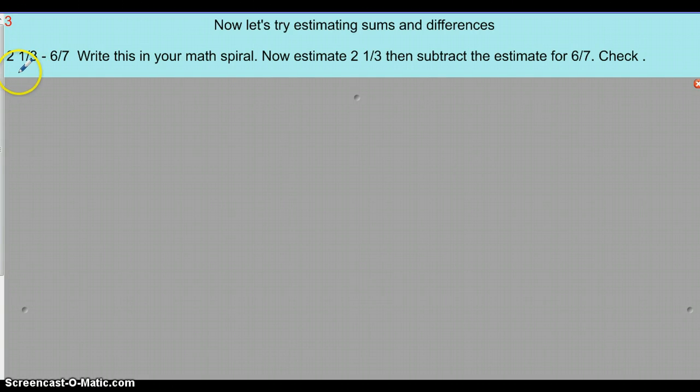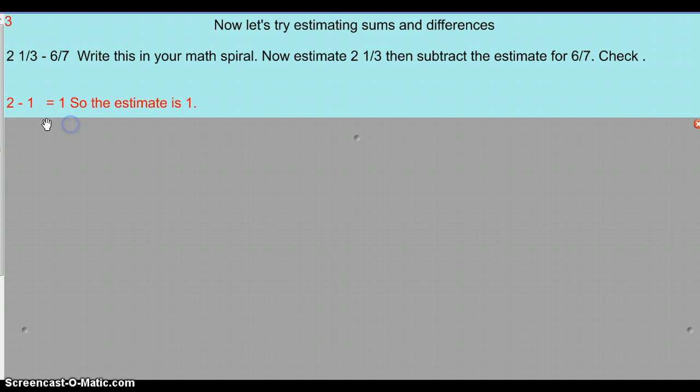Okay, I would estimate 2 and 1/3 as 2, because a third's not much, and it's not up to half, and minus 1. So 2 minus 1 is what I would do for an estimate. So 2 minus 1 equals 1. So the estimate is 1.